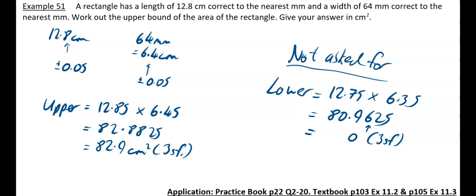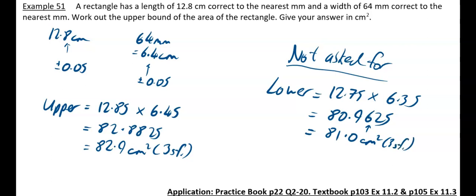So my 9 rounds up to a 10 effectively, which means that this next 0 also rounds up to a 1. So it is 81.0, and that is to 3 sig figs. So 81.0 centimeters squared to 3 sig figs.